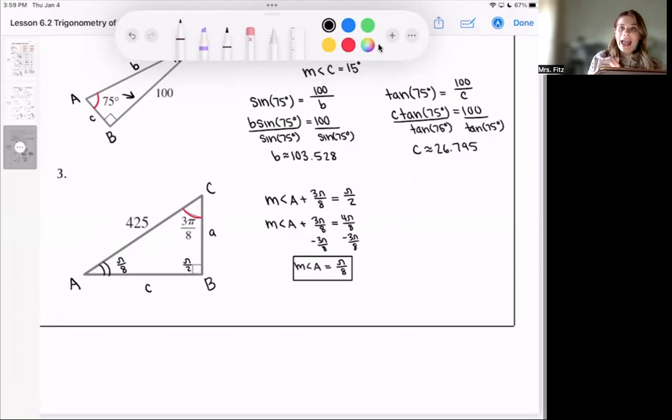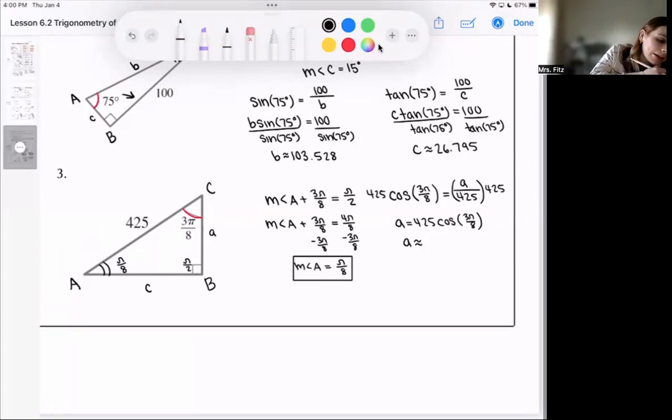All right, let's start with finding A. So A is the adjacent leg. We're given the hypotenuse. So it looks like we want to use cosine of 3 pi over 8 equals adjacent, which would be lowercase a, over hypotenuse, which is 425. We're going to go ahead and multiply both sides by 425. The exact answer is 425 cosine of 3 pi over 8. But if we punch that into a calculator, let's see, we get about 392.649.